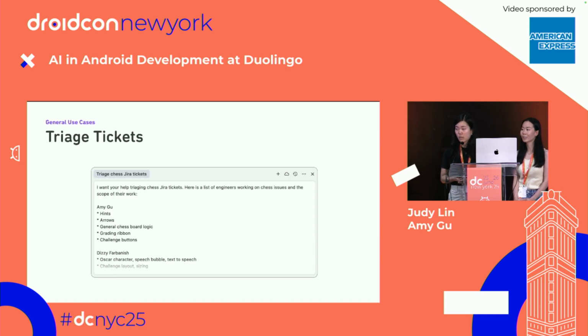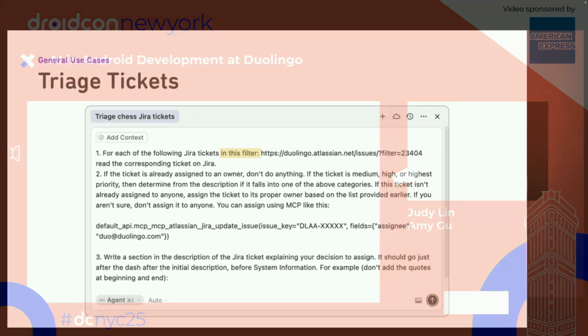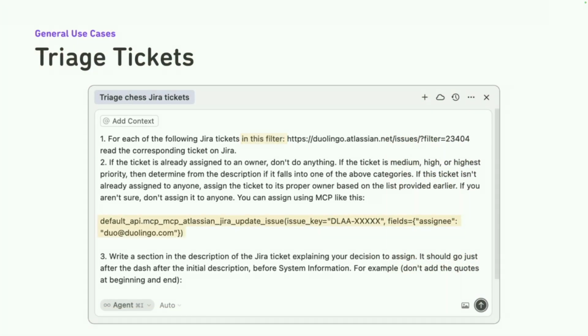AI can also help you with team management tasks, such as triaging Jira tickets. So often you have a large volume of tickets from dogfooding or user reports, and triaging them manually would be very time-consuming and menial. So we can use Cursor to speed this up. We will need to provide a list of owners and the scope that they're responsible for. And we'll ask Cursor to triage all the tickets in this Jira filter. I found that providing a filter is a reliable way to make sure Cursor focuses on the tickets that you actually care about. Then we'll just ask Cursor to triage and assign through Atlassian MCP.